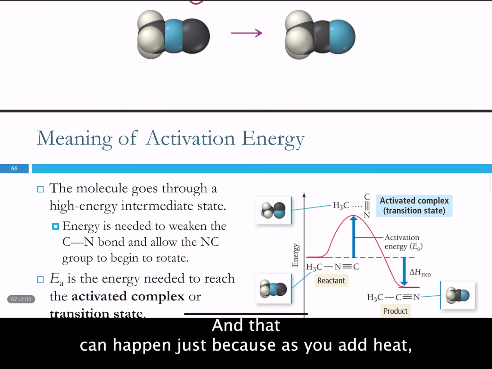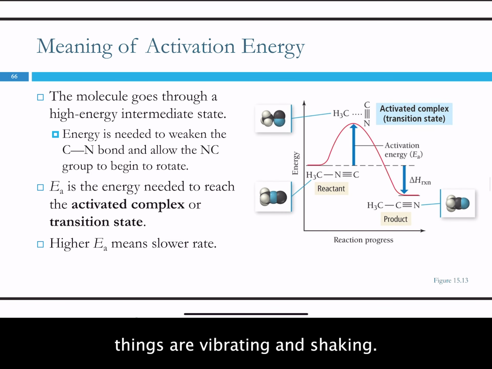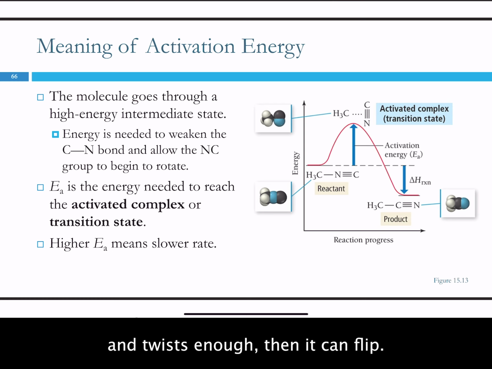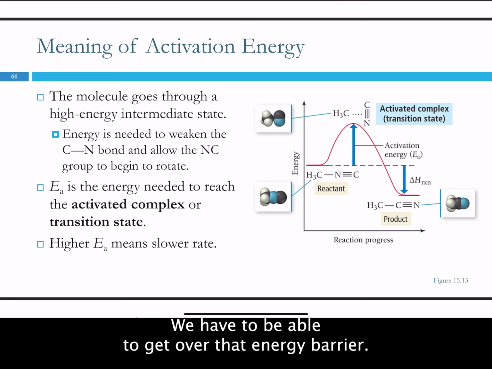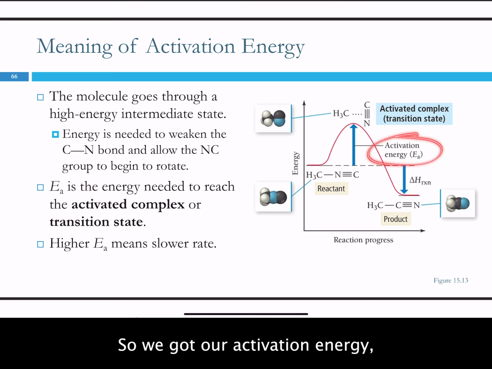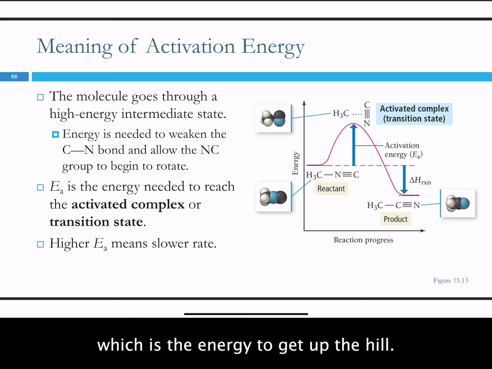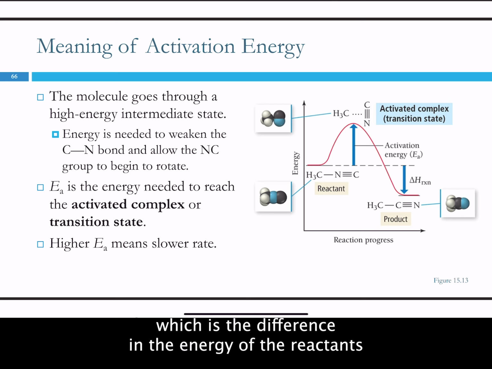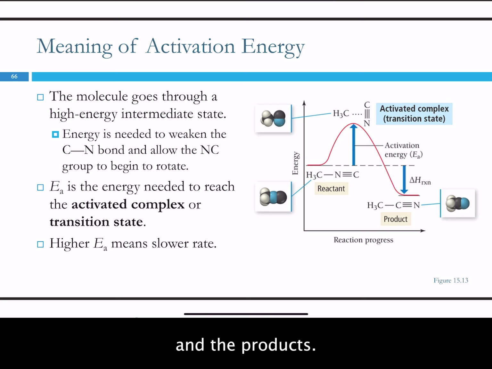And that can happen just because as you add heat, things are vibrating and shaking, and so it might torque and twist. And if it torques and twists enough, then it can flip. But we have to be able to get over that energy barrier. So we've got our activation energy, which is the energy to get up the hill. And then we also talk about the energy of the reaction, or the enthalpy of the reaction, which is the difference in the energy of the reactants and the products.